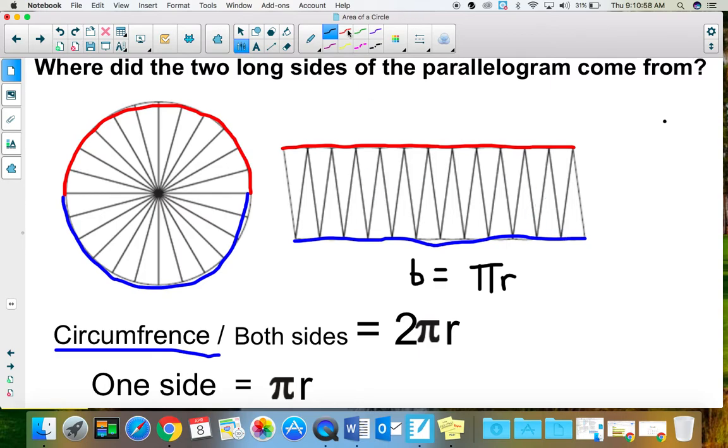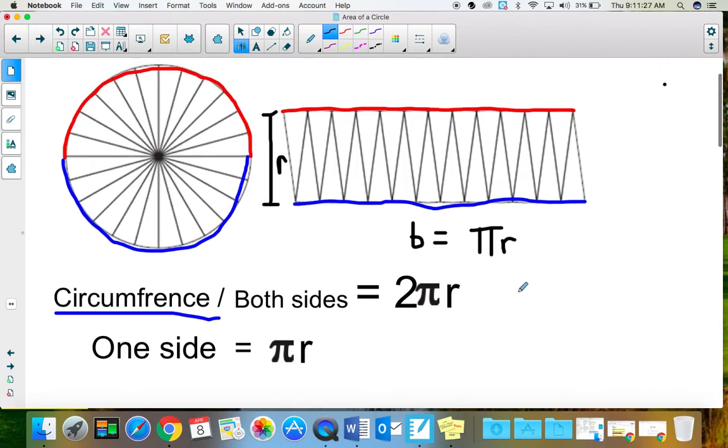And just as a refresher, in the last video we said that to get the height, from here down to here, that was just the radius. So this is how we're going to use the circle, the radius and the circumference, to find our area here. We've broken it down: this is how we find our height, we use the radius. This is how we find our length, we use pi times r, or sorry, our base.